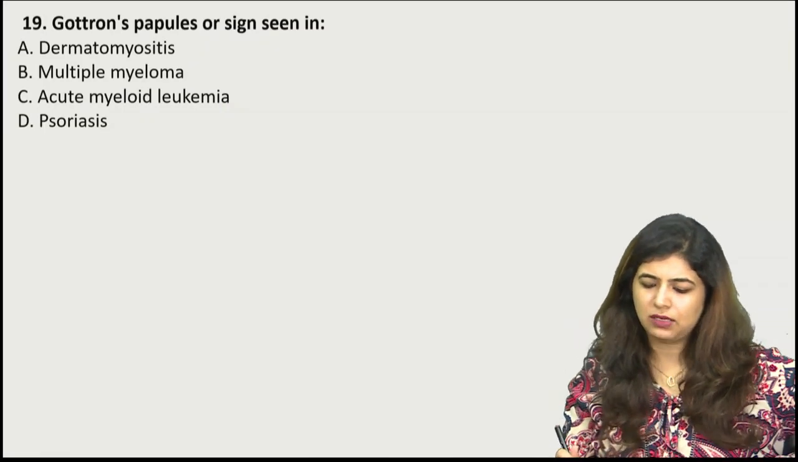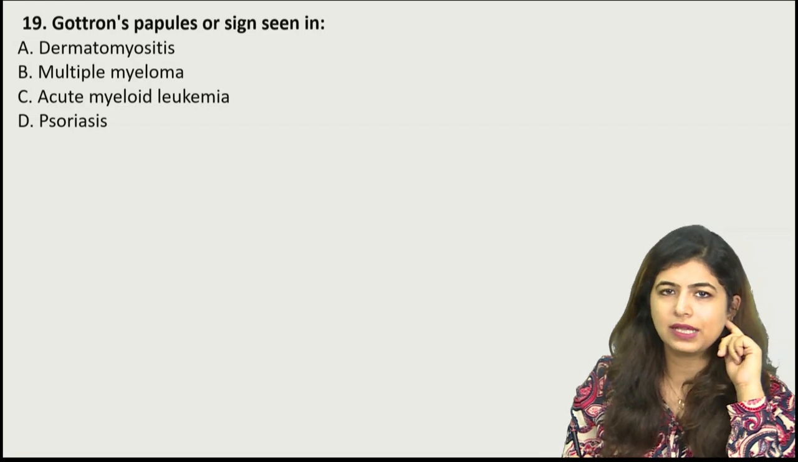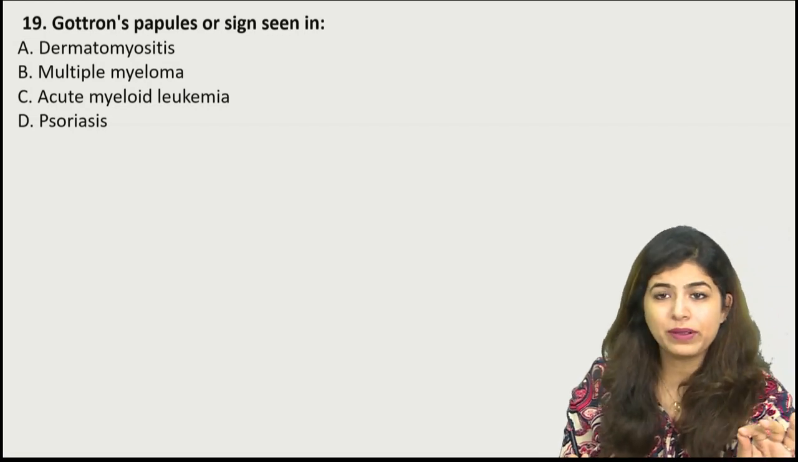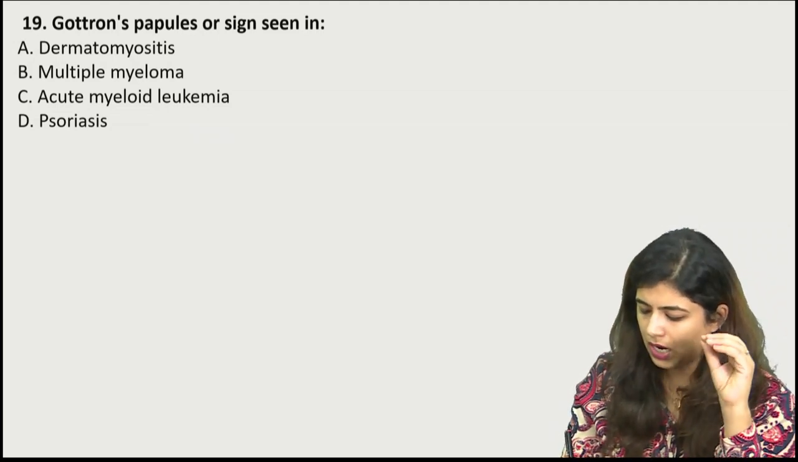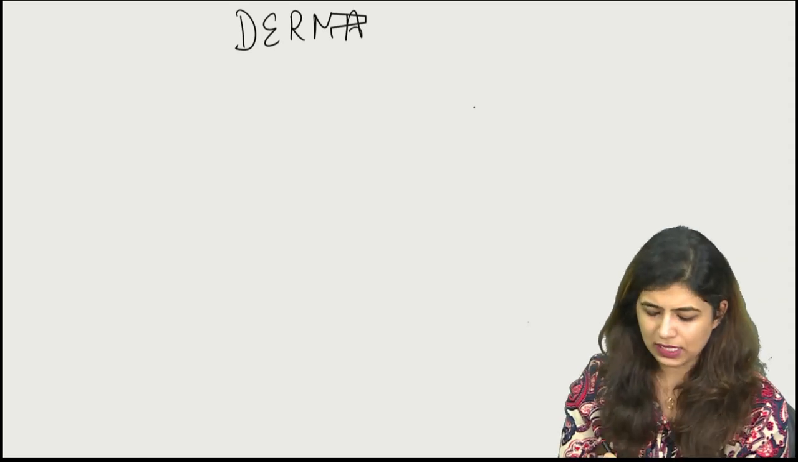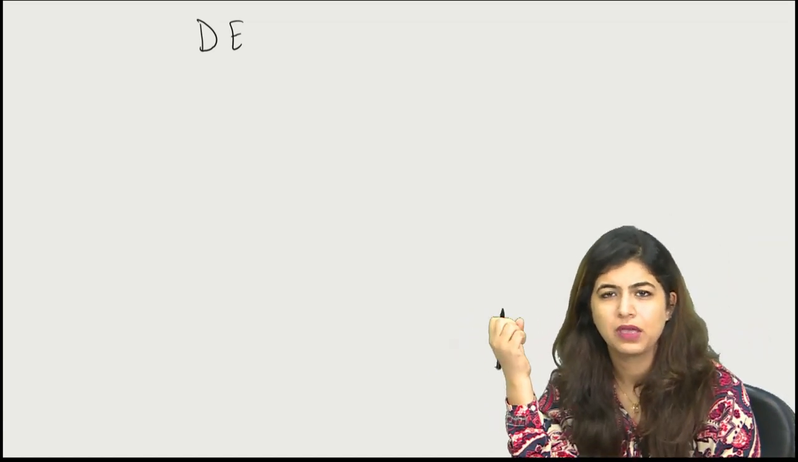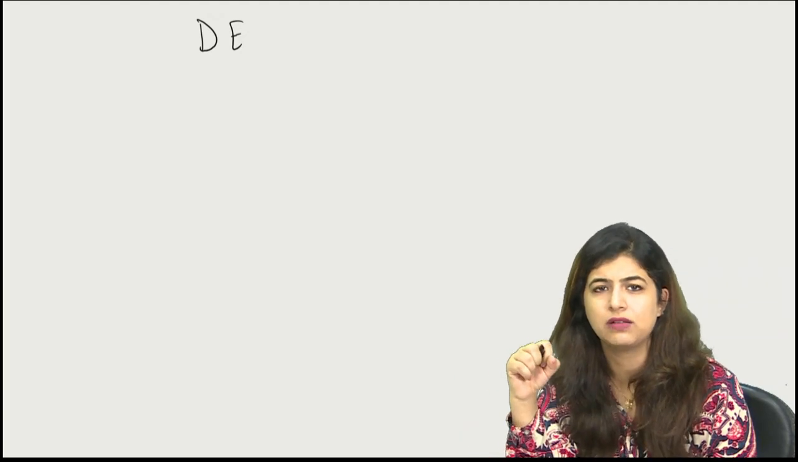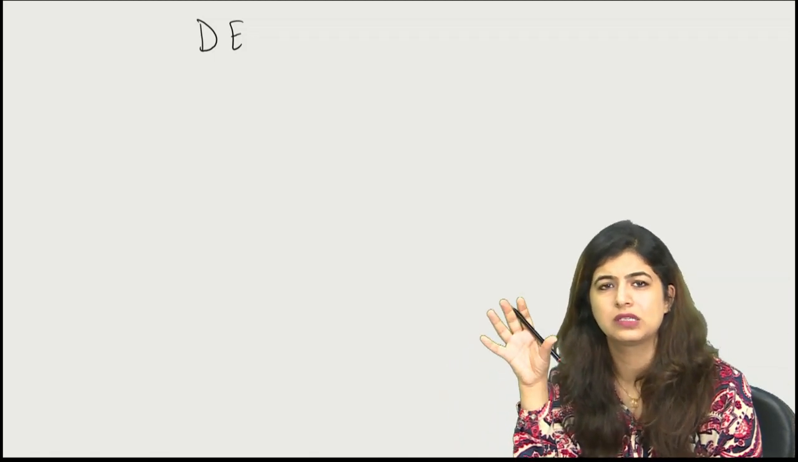Moving on to question number 19, Gottron's papules or Gottron's sign are seen in which of these options? Now I am telling you, this along with other findings of this disease are like a question which will come every alternate exam. Dermatomyositis is the most important connective tissue disease when it comes to MCQs. The SLE will be covered in medicine, but there are not much cutaneous findings there. With scleroderma, yes, there are some findings, but they don't ask it as much as they ask dermatomyositis.